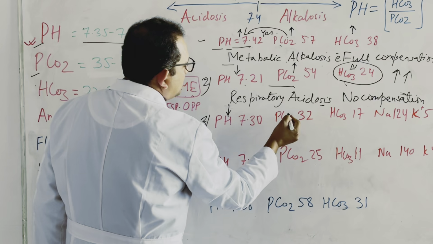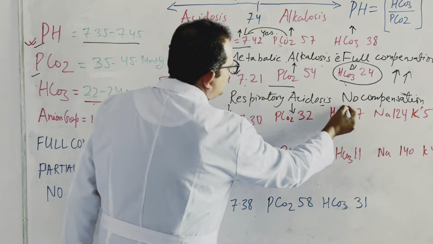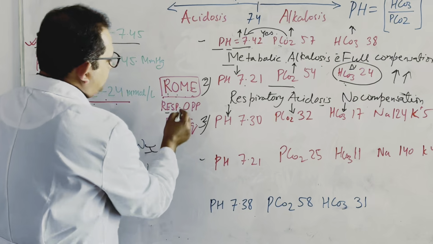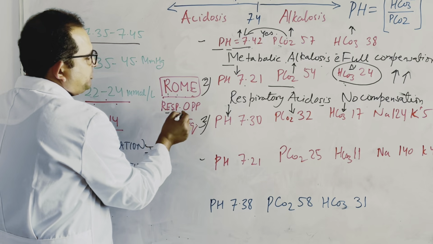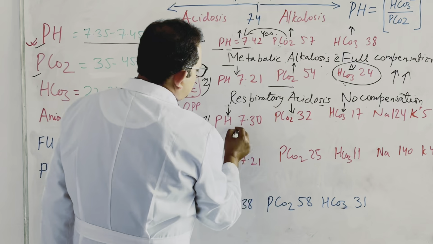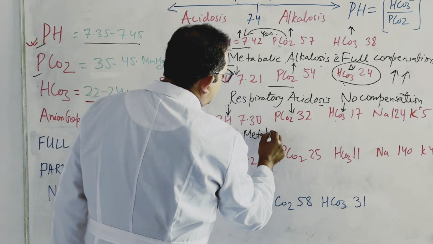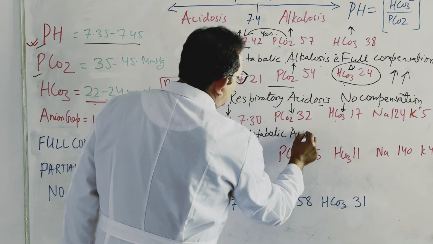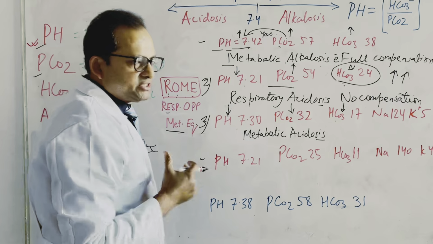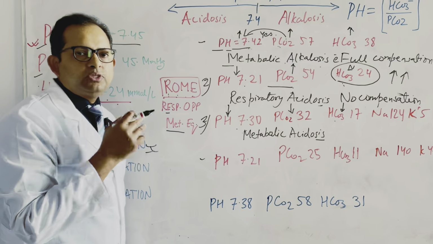PCO2 is technically low. HCO3 is low. So in that case, if you apply this formula, respiratory opposite, no. Metabolic equals, yes. So it is metabolic acidosis. Now, I have told you in the previous lecture that metabolic acidosis is always associated with what?